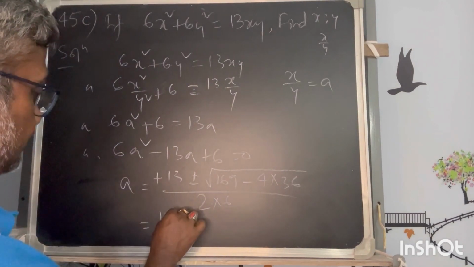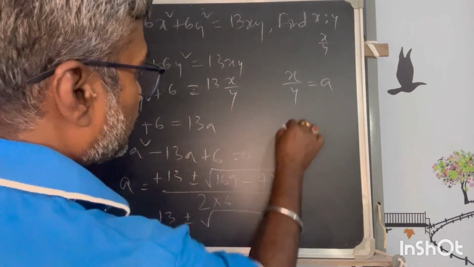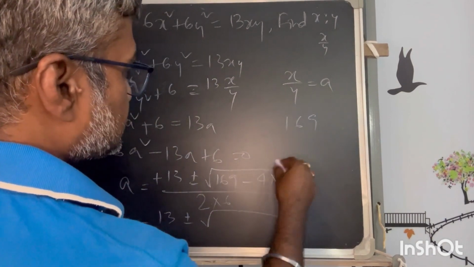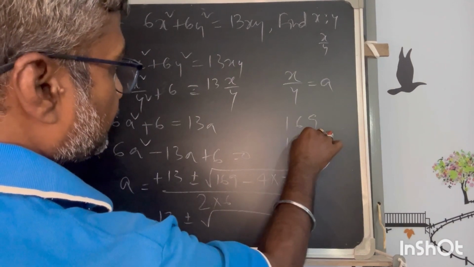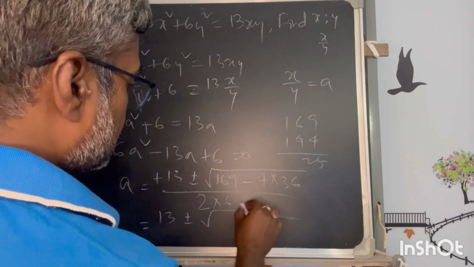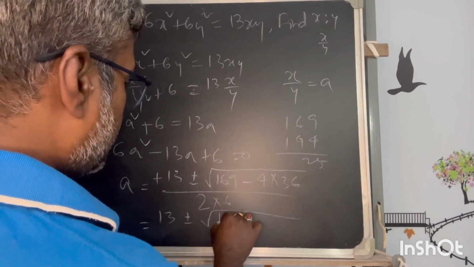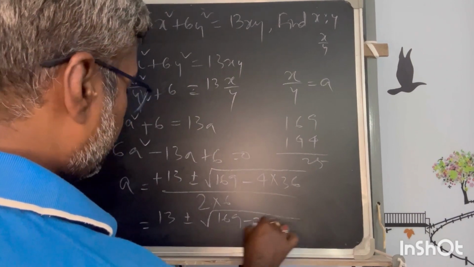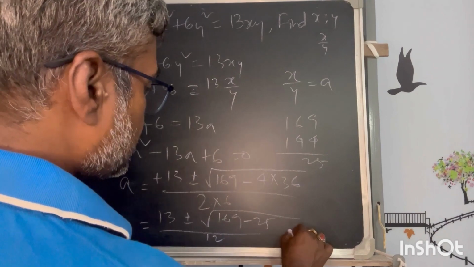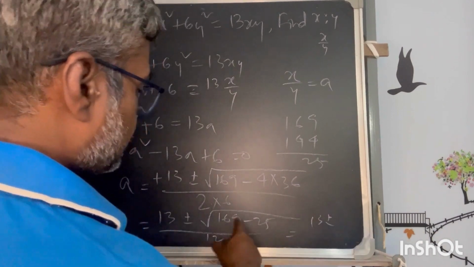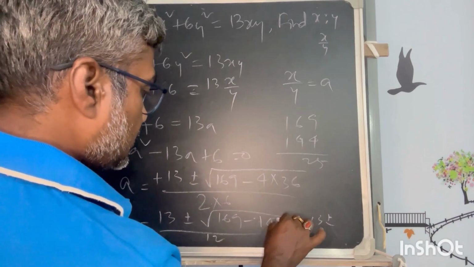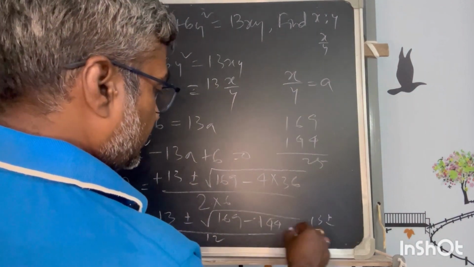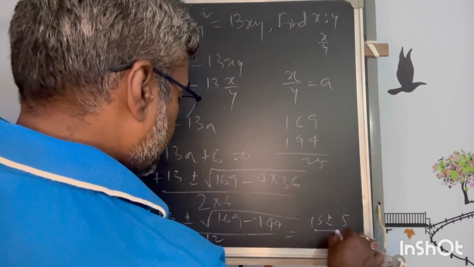So this is 13 plus minus square root of 169, and this is how much? 4 into 24, 12, 144. So how much is it? 25. So this is 169 minus 144 by 12. This is coming 25. So square root of 25 means 5 by 12.